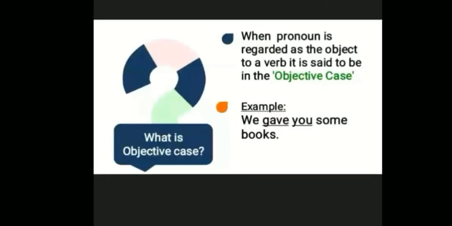So what is it? Let's read. When pronoun is regarded as the object to a verb, it is said to be in the objective case. See the example. We gave you some books. Here, you is the object to the verb gave.